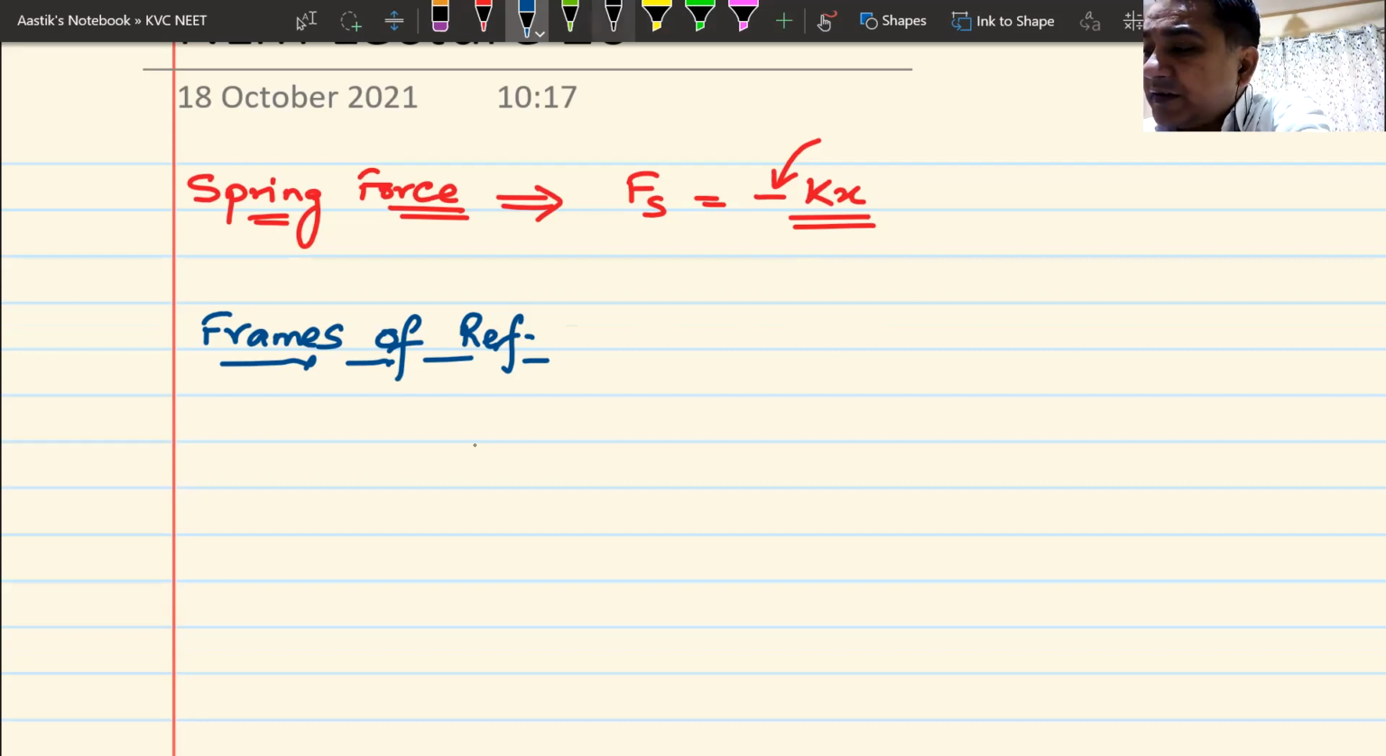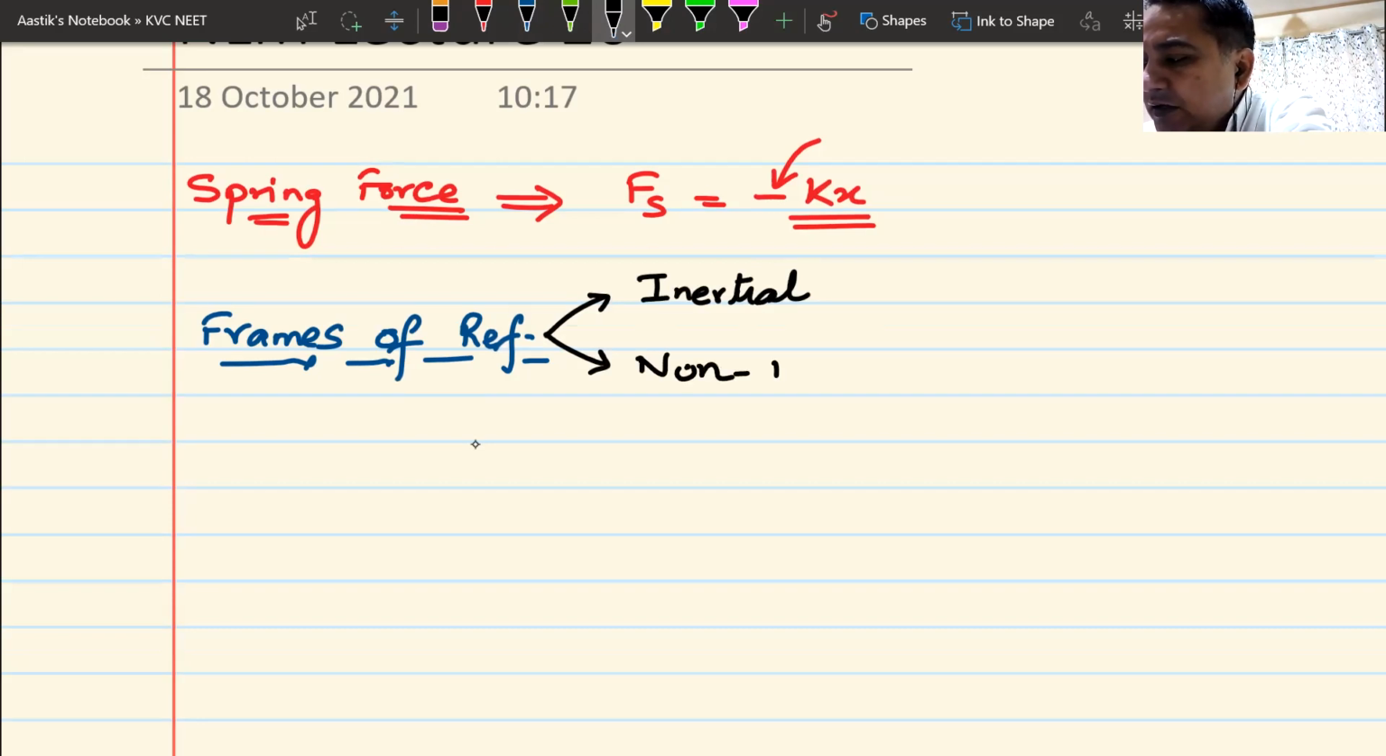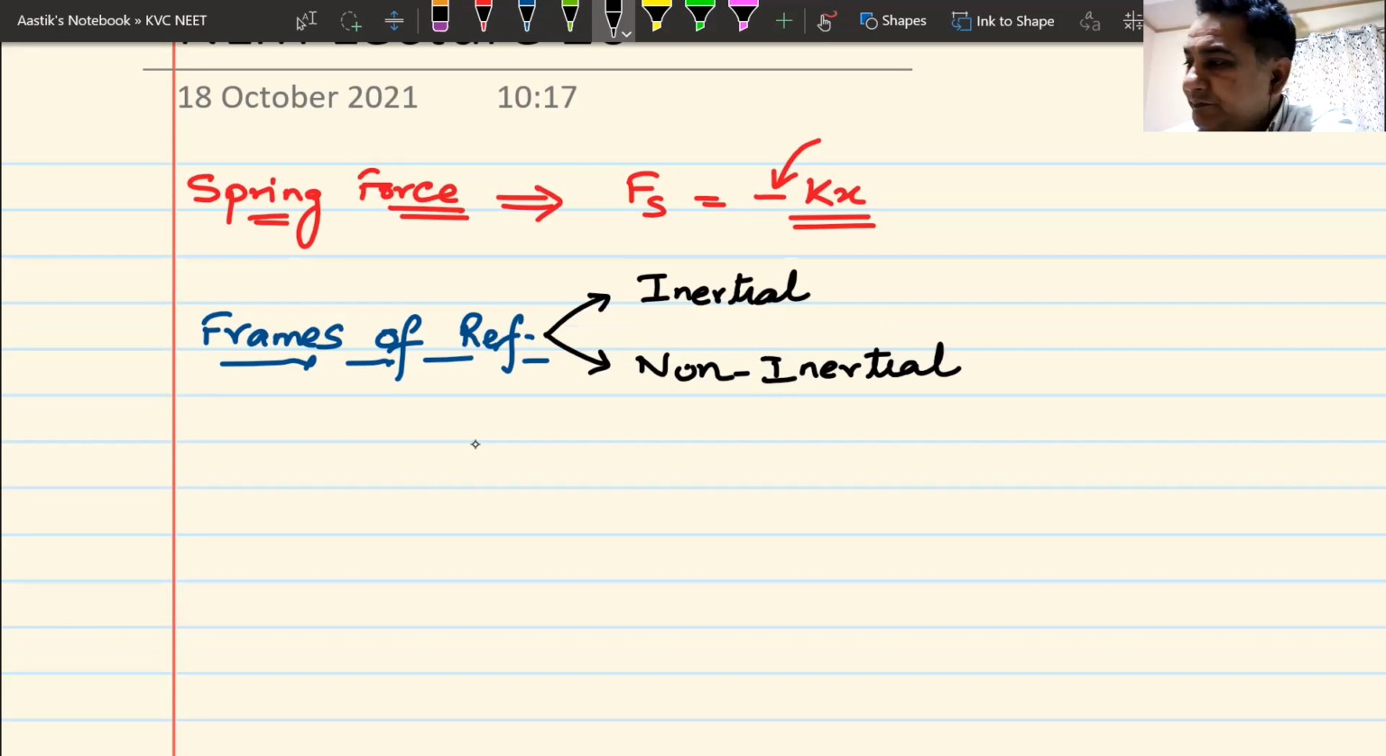Now, whenever we talk about frames of reference, there are two types of frames of reference. One is known as inertial reference frame. The other one is known as non-inertial reference frame. Inertial and non-inertial reference frames. Do you remember what are inertial frames and what are non-inertial frames? Abhiram? Do you remember it? Inertial reference frame. What are inertial reference frames? Anyone?